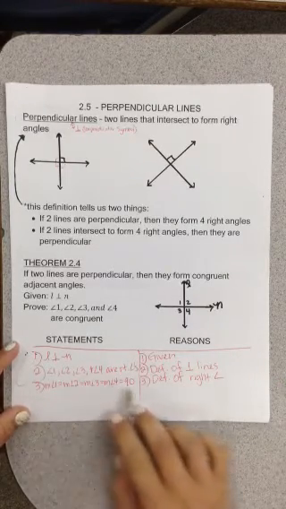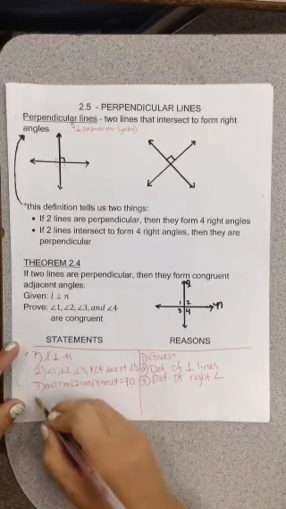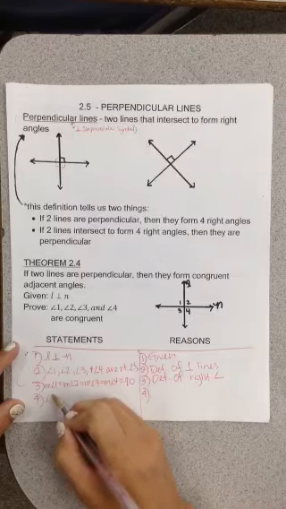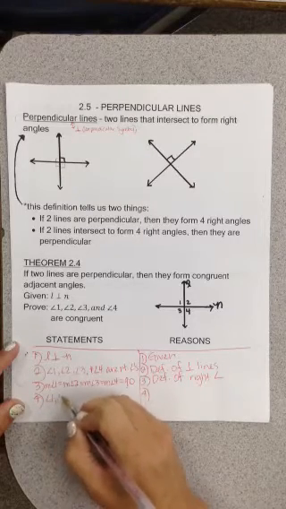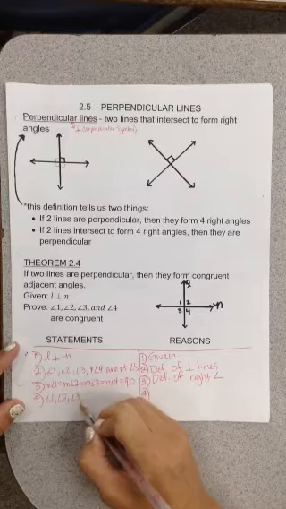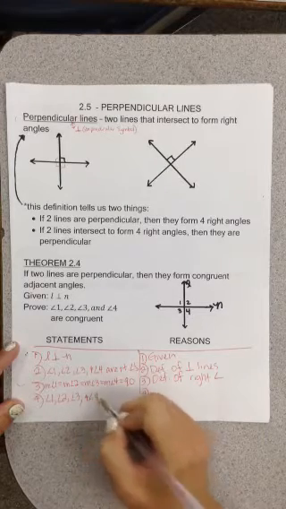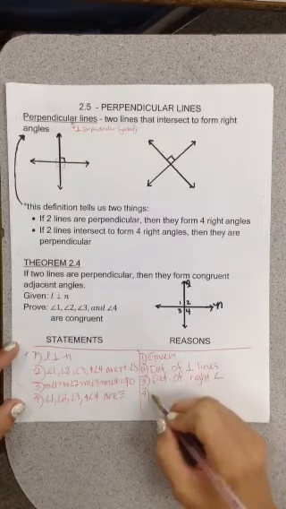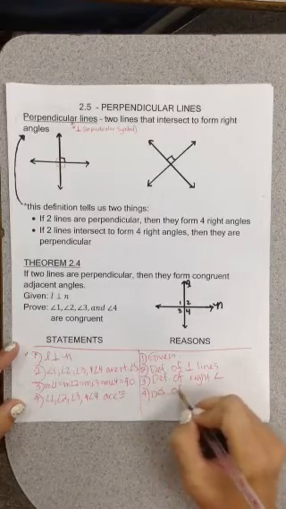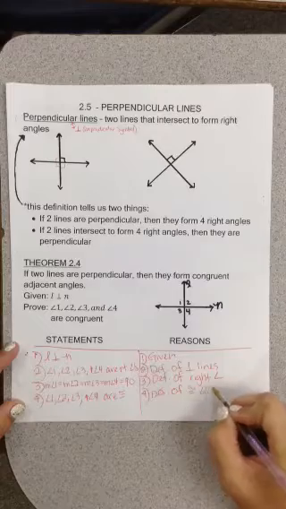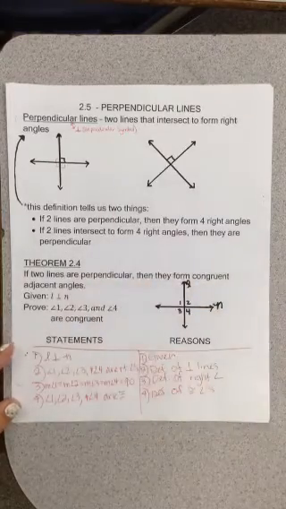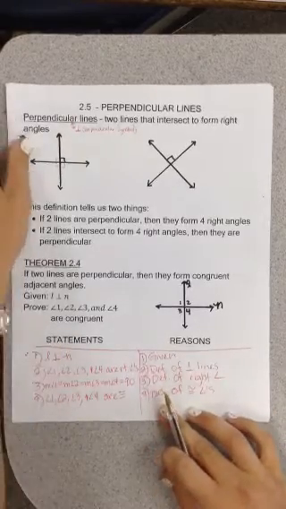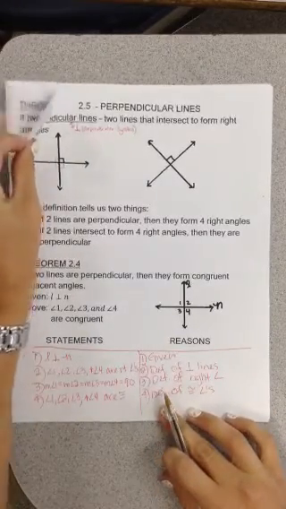Right? Now I have them all stated as being equal to 90. I have their measures stated as being equal. So I can state angle 1, angle 2, angle 3, and angle 4 are congruent. And that is simply the definition of congruent angles, that they have the same measure. So we have proved it. We can now use this. Let's move on to our next theorem, 2.5.